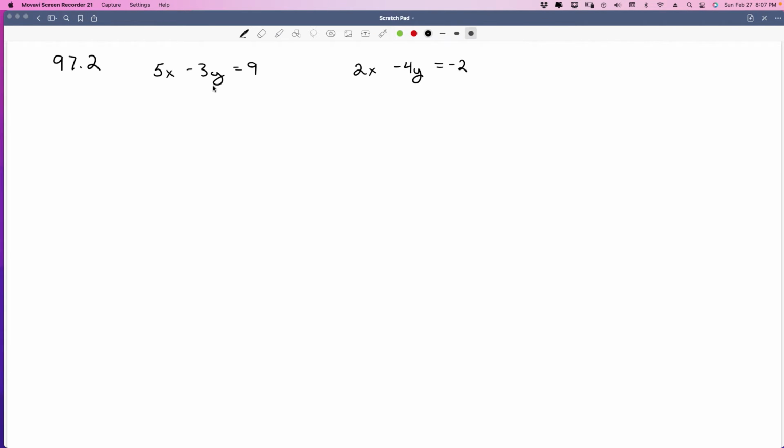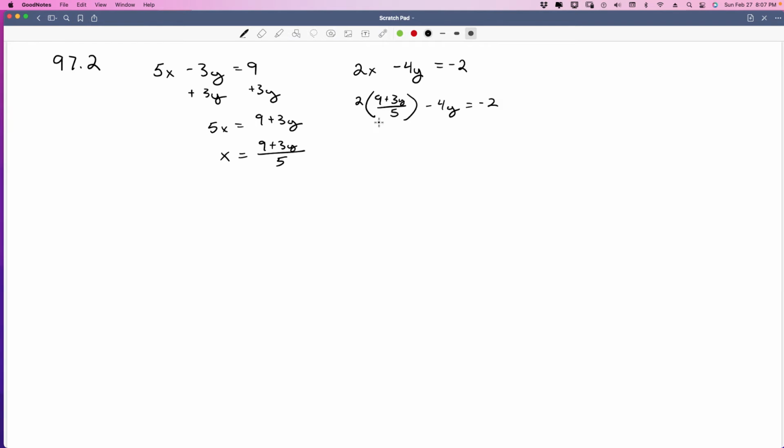So let's solve for x this time. We solved for y last time. We'll do x this time. So we're going to add the y value to both sides. That gives us 5x is equal to 9 plus 3y. When we divide both sides by 5, we get that x is equal to 9 plus 3y all over 5. Now we have an x value that we can substitute into our second equation. So 2 times 9 plus 3y over 5 minus 4y is equal to negative 2.